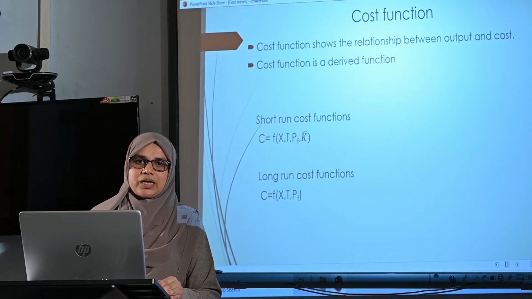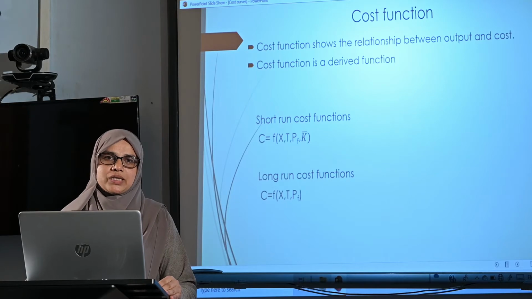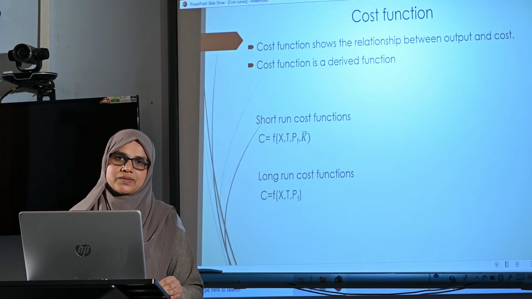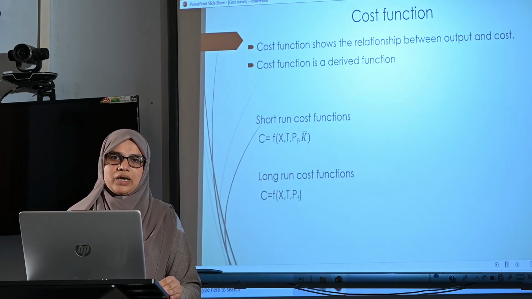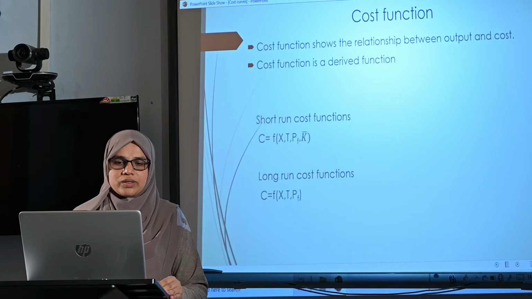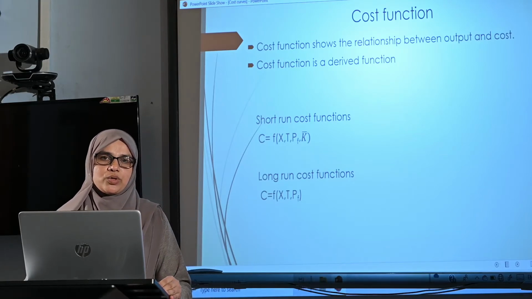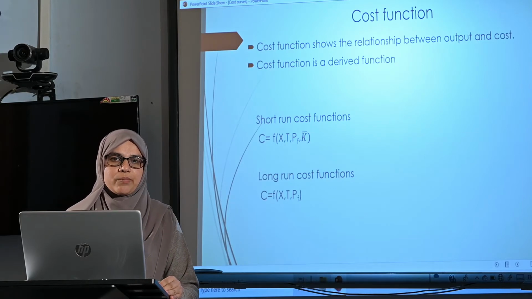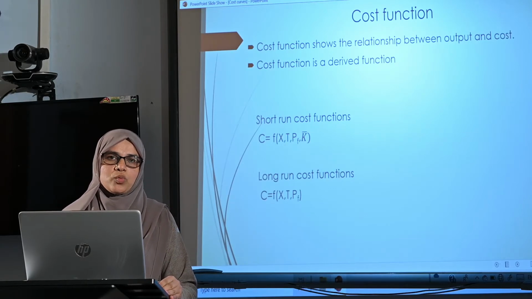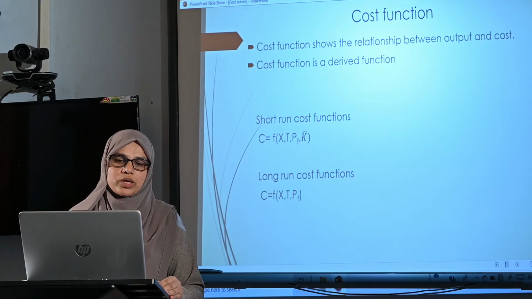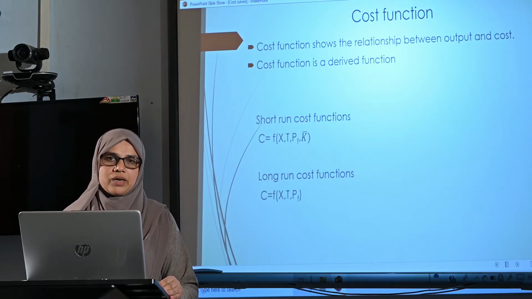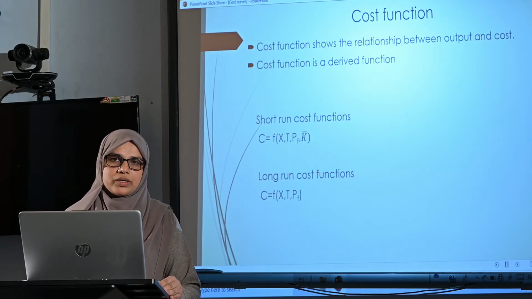Cost function is mainly classified into short run cost function and long run cost function. In the short run, there are fixed as well as variable inputs. Accordingly, short run cost function can be represented as C = f(x, t, pf, k bar), where C is total cost, f represents function, x is total output, t technology, pf price of factors and k bar is fixed inputs.